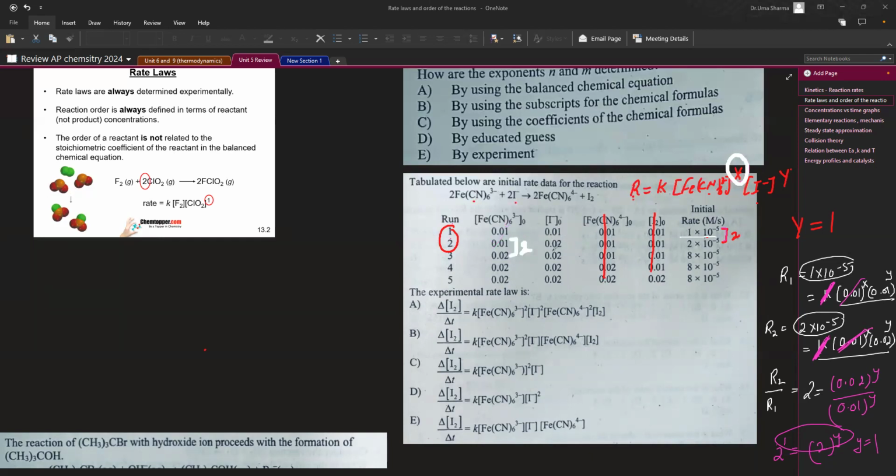This is doubled. This is cancelled. What is happening to the rate? It has become 4 times. So 2 raised to power x is 4. So what is x? 2. So which one is the rate law here? Oh, okay, sorry. Now y was 1, x is 2. Pick up the answer. So everybody was saying this, and they were right.